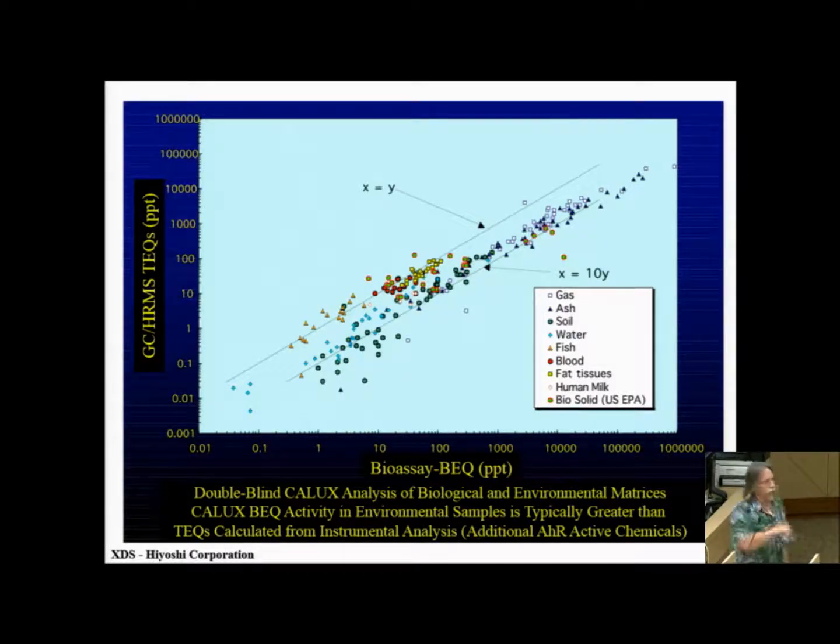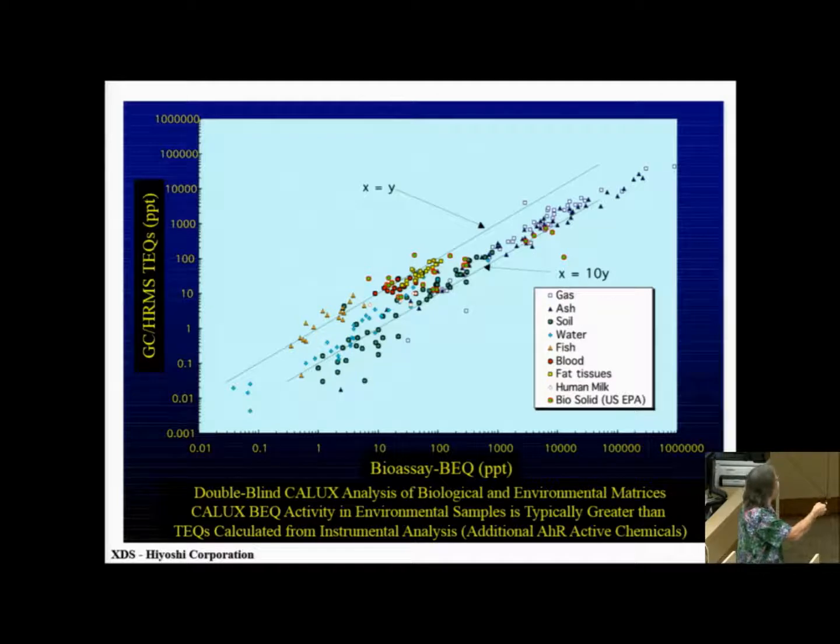This assay actually has been approved by US EPA as method 4435 for screening for a variety of environmental matrices. The one thing I do want to point out is that you can see there's two lines here, XY equal 1-to-1 between instrumental analysis and the cell bioassay. That occurs with biological samples.